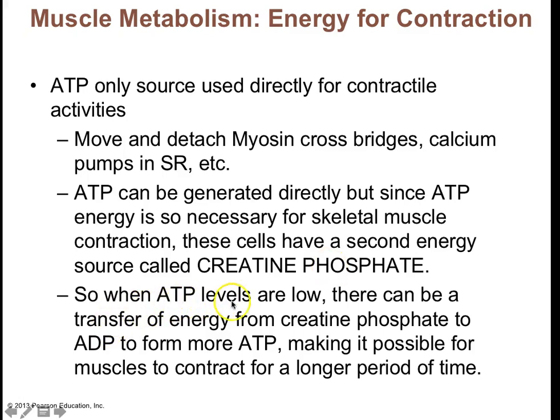So when ATP levels are low in the cell, there can be a transfer of energy from creatine phosphate to ADP to form more adenosine triphosphate, energy currency, making it possible for muscles to contract for a longer period of time. So that's unique to muscles.